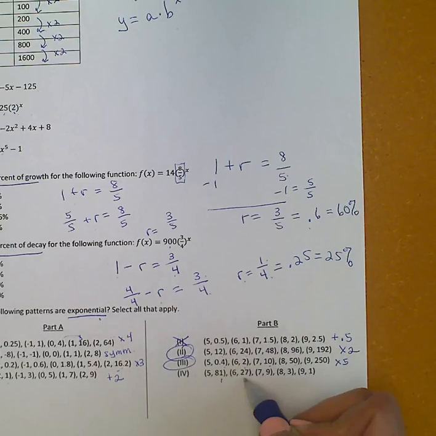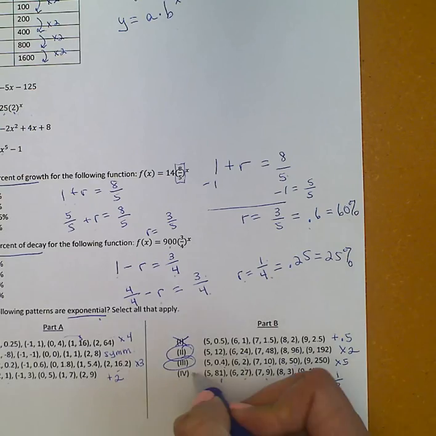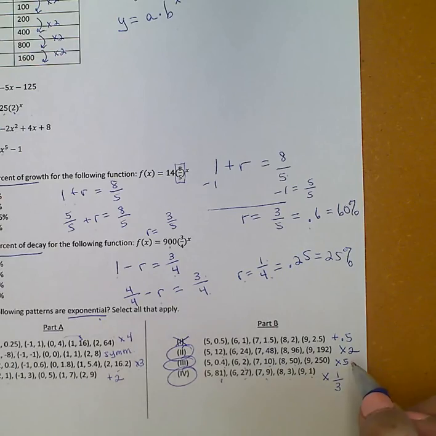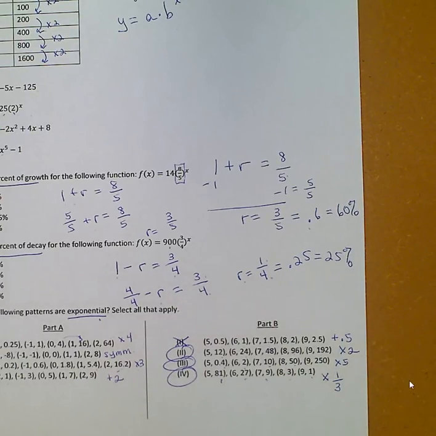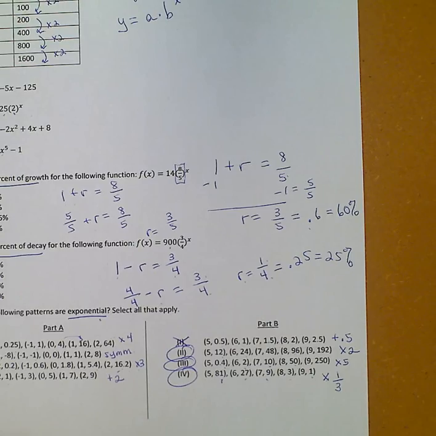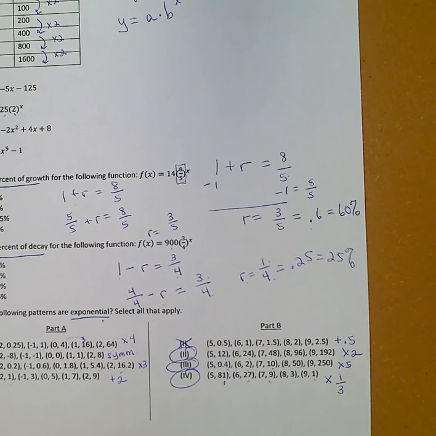81, 27, 9, 3, 1. They're getting smaller. So I know lots of you like to say, you see the pattern and you said it's dividing by 3, but remember, the pattern has to be multiplying. So dividing by a number is multiplying by its reciprocal. So since those are times 1/3, then yes, that one works too. So that's the end of that page. That's the end of page 5 in the Unit 10 review.